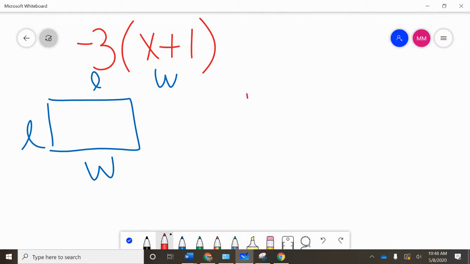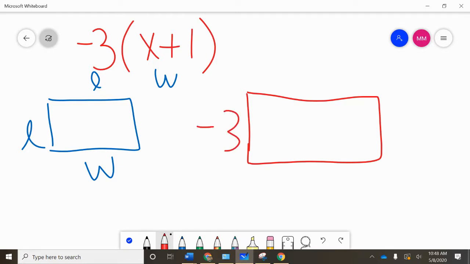So when I plug this into my rectangle, or my area model, we said that the length is -3 and the width is going to be x plus 1. Now, since I have two terms at the bottom, I'm going to divide my rectangle into two smaller rectangles. And then I'm going to find the area of each of these smaller rectangles.